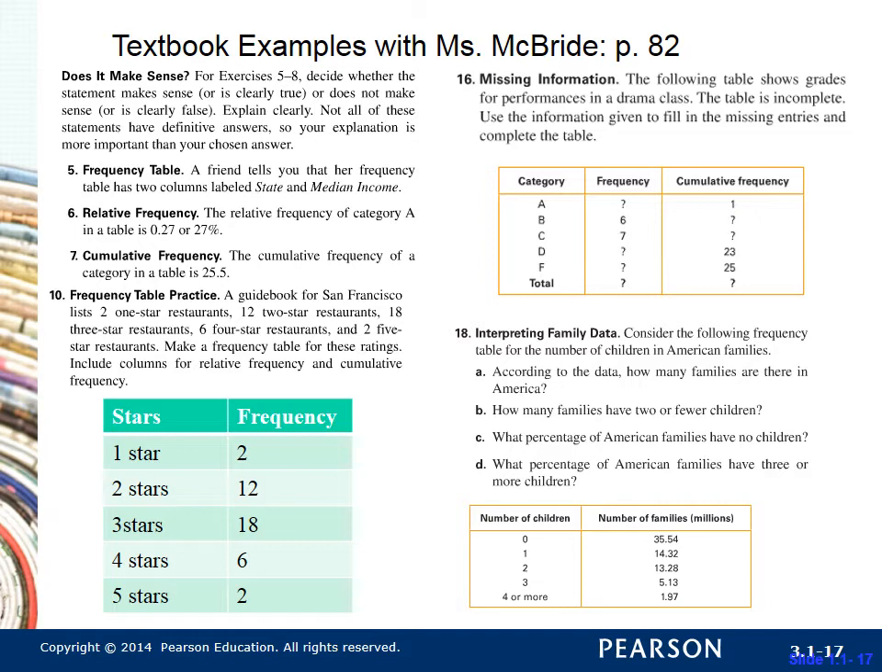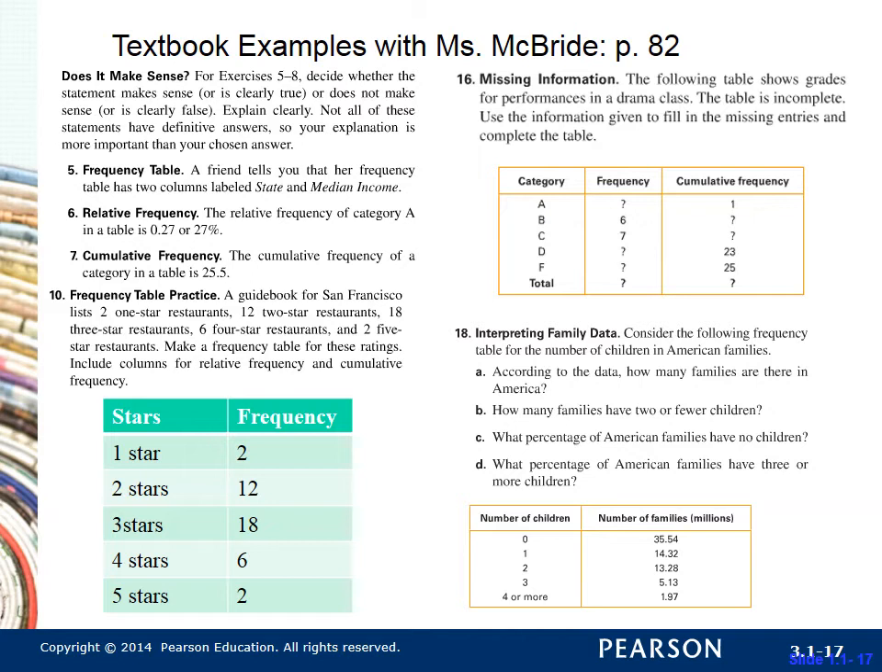12 divided by 40 would give me my relative frequency for 2 stars. So that's 0.3 or 30%. 18 divided by 40 is 0.45 or 45%. 6 divided by my 40 is 15% or 0.15. And then back to 2 divided by my 40 should give me the same thing as it did for a 1 star, 0.05 or 5%. So interesting that I have as many 1 star as 5 stars in San Francisco. All right, so that's my relative frequency.